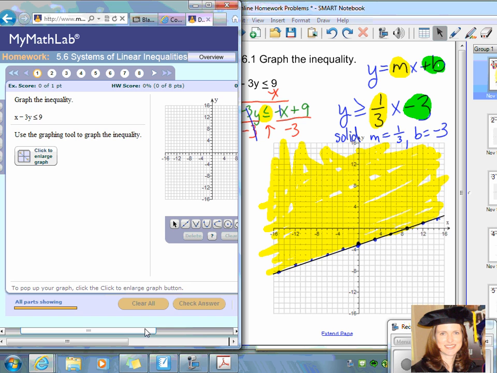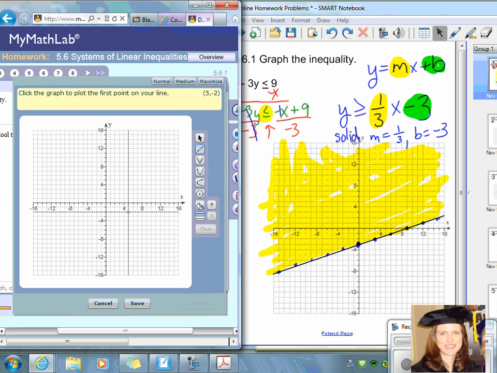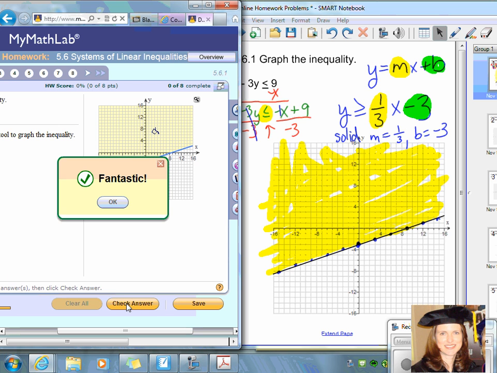On the homework, I'm going to pick up the line tool and I'm going to plot the y-intercept of -3 and then move up 1 and to the right 3, and I draw that nice straight solid line. Now I'm going to pick up the paint bucket here and I'm going to pour it in the region that you want to fill up with color. In this case, it's above the line. I'm going to save and check my answer.